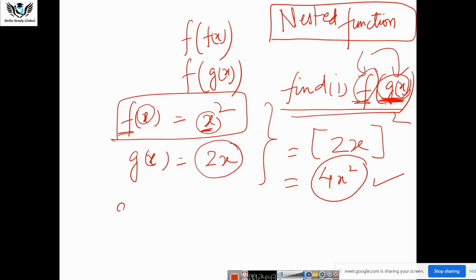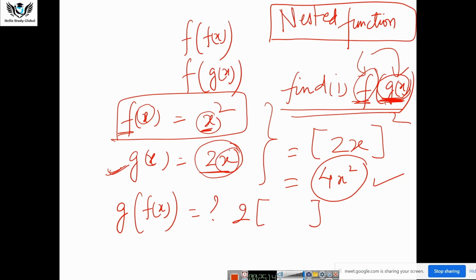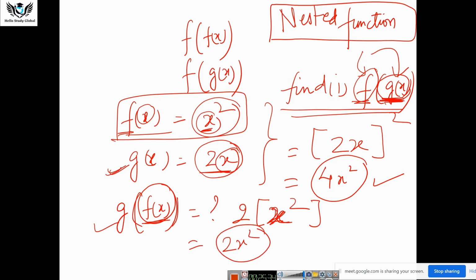Similarly, can you calculate g of f(x)? Now we talk about the g function, which is a twice function, double function. So 2 times the input, and instead of taking input as x, we'll take input as f(x), because what is there in the bracket, that is the input, right? So we'll take input as f(x). So what is f(x)? f(x) is the x square function. f(x) is simply x square. So this comes out to be 2 into x square. 2x square is the value of g of f(x). So this is how we calculate nested functions, right? You just need to understand the concept of input and output. It's super easy.